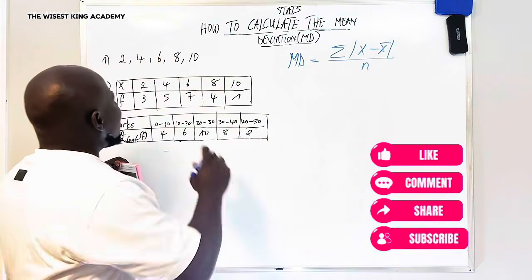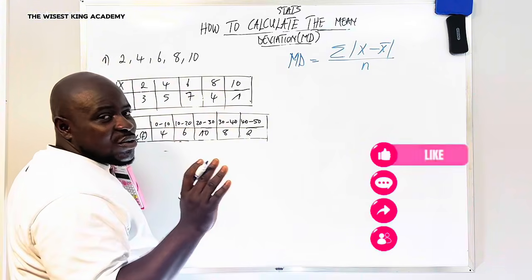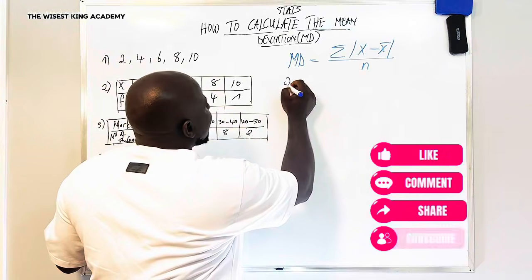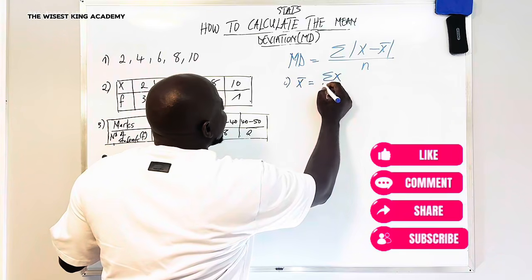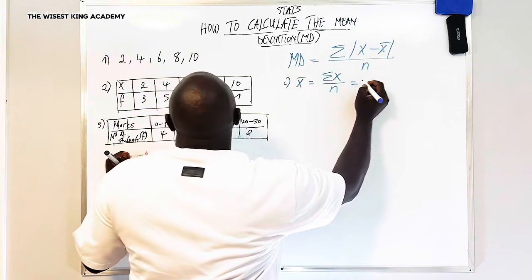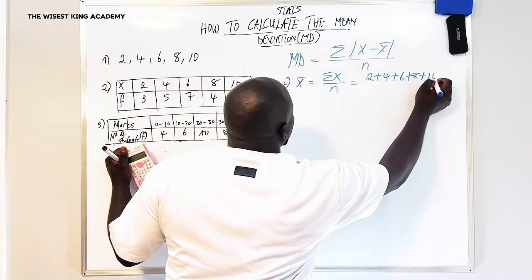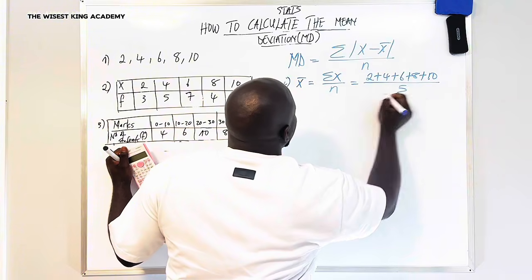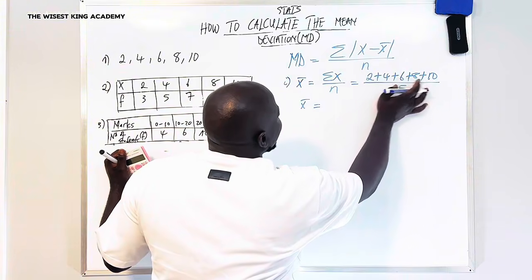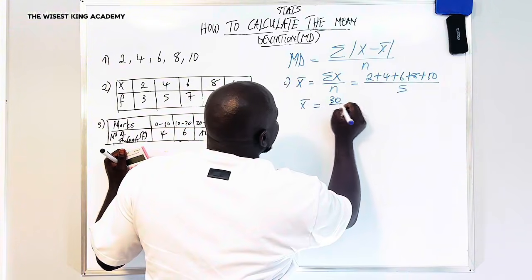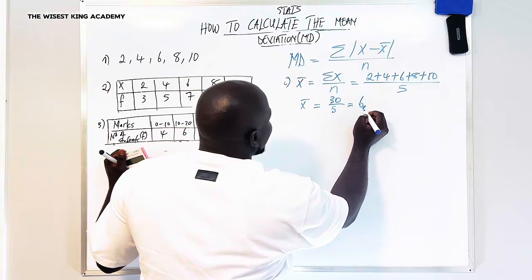So let's look at example number one. The first step will be to calculate our mean. A mean is simply the sum of the numbers divided by the number of the numbers. So this will be 2 plus 4 plus 6 plus 8 plus 10, divided by 5. This is 10, 20, 30. 30 divided by 5 is equal to 6.